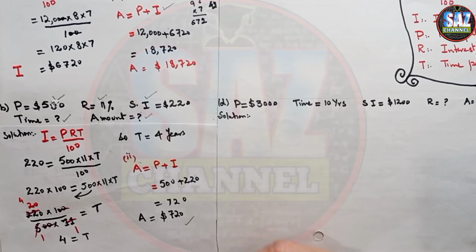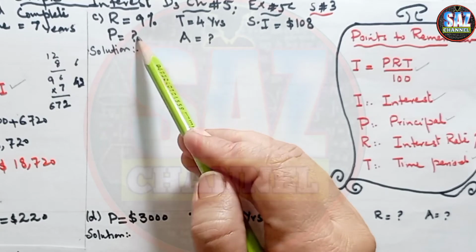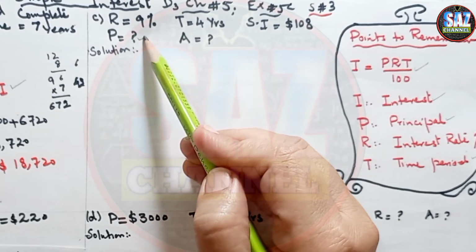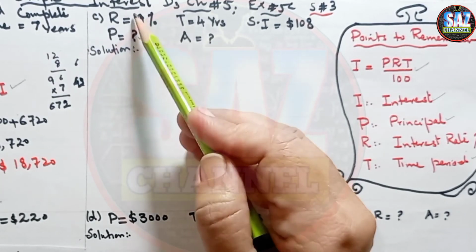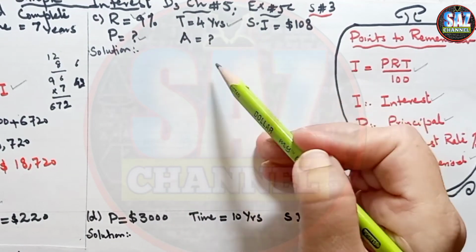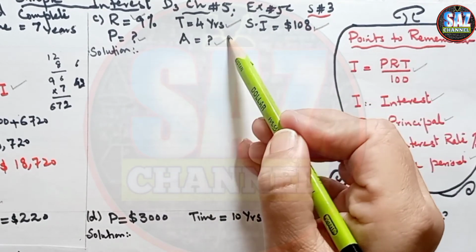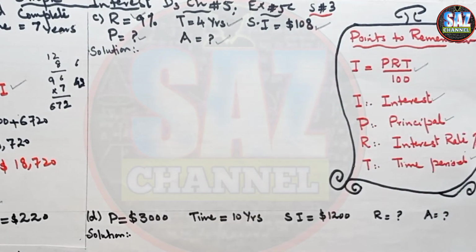I hope you are clear about this question, and let's quickly move to the next question. Let me read the question from the book carefully. In the C part, the first unknown is the principal. Then we are given the interest rate, that is 9%. Time is 4 years and the amount of interest is given. Then we have to find the amount, that's principal plus interest, which is unknown.